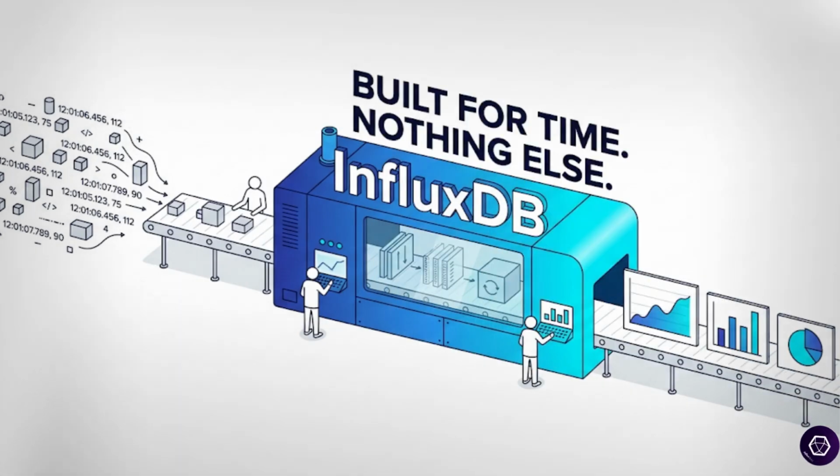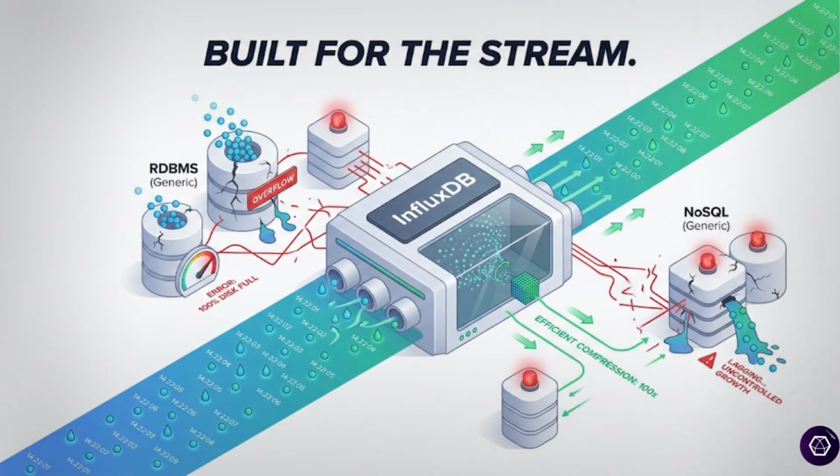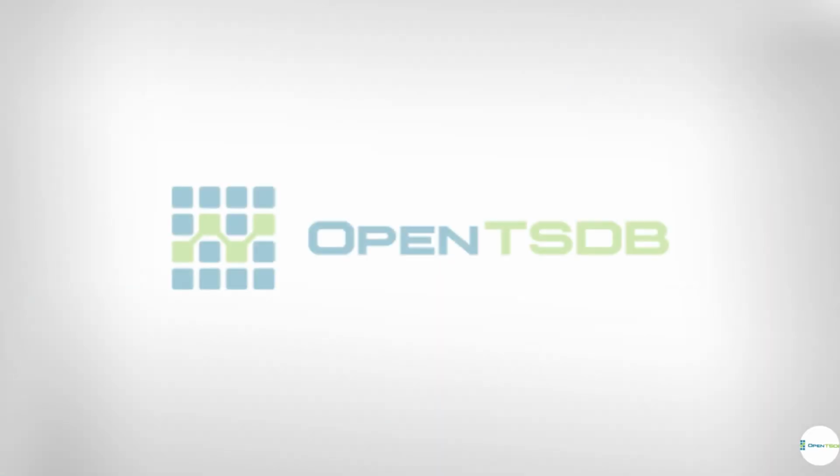InfluxDB was built specifically for storing and analyzing time-based information. It is commonly used for monitoring servers, collecting sensor data, and tracking performance metrics. The database includes features tailored to time series workloads, making it efficient for handling continuous streams of measurements.